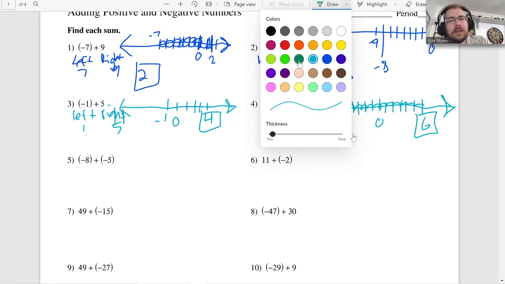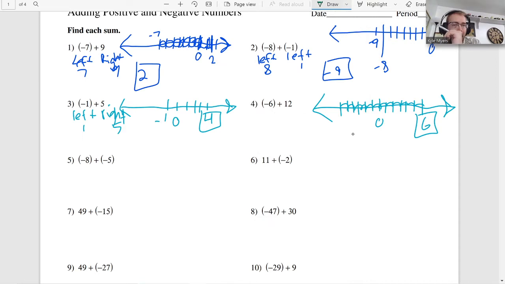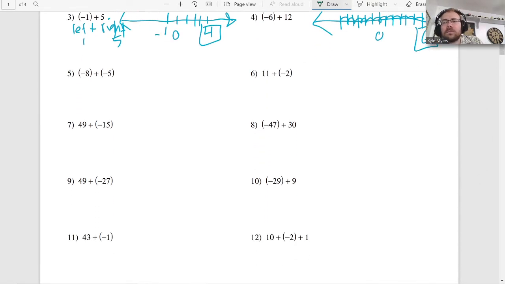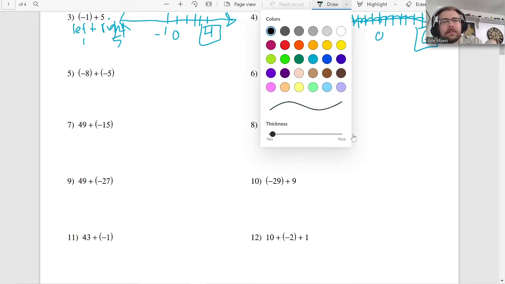All right, so let's move on to a green here. Dark green. I like dark green. So let's move on to another method. This one I like to call the smiley face method. So here's why I like to call it the smiley face method.